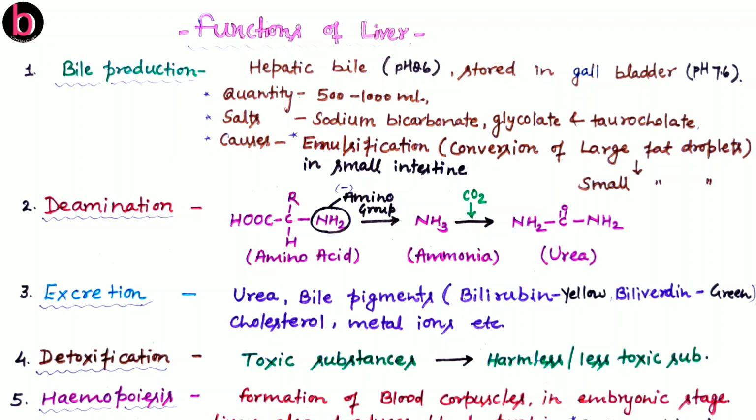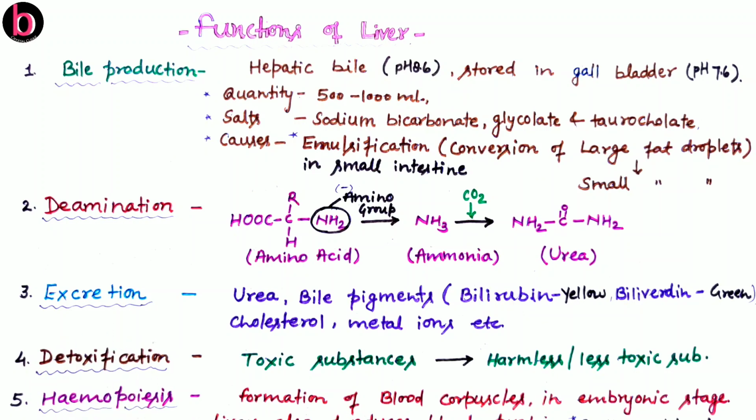The second function is deamination. Deamination is actually the removal of the amino group from amino acids. This amino group is converted into ammonia. This ammonia reacts with carbon dioxide of our body and urea is produced. So by this process urea formation occurs inside the liver.